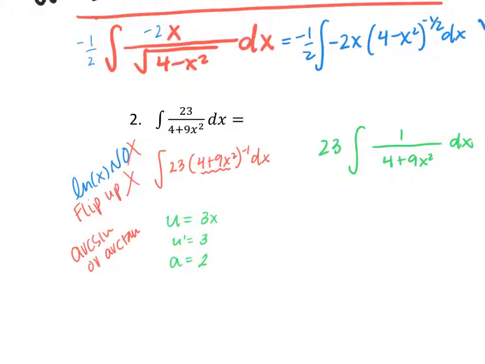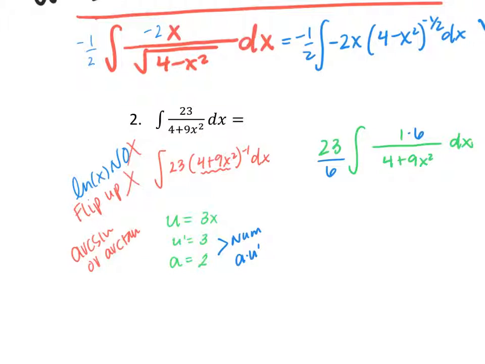What do I want to have in my numerator if this is going to be arc tangent? I need a u prime. I want my numerator to be a times u prime. So I want this to be a 6, so times 1/6 or divide by 6 outside. You can make a 23 into 6. If you leave the 23 in the numerator, you can make it into a 6 by multiplying by 23/6.